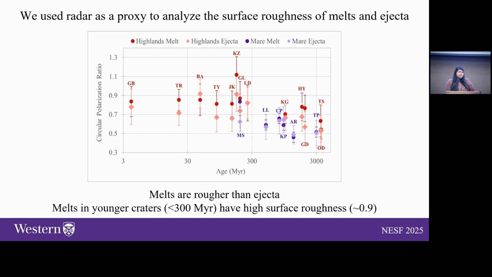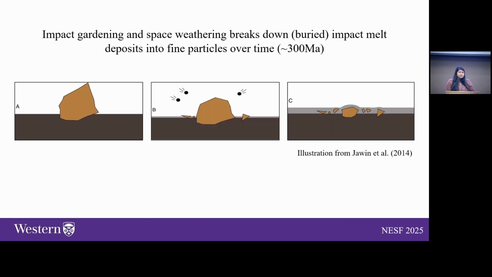And since we're also interested in studying the surface roughness properties of impact melts, CPR is used as a proxy for surface roughness, and we have the CPR values for melt and ejecta in all 20 craters. And what we see here is that the CPR of impact melts is quite consistent and quite high, around 0.9, in the younger craters, and then around 300 million years, it starts going low. And so this might be because of impact hardening and space weathering processes, which might break down these rocks over time.